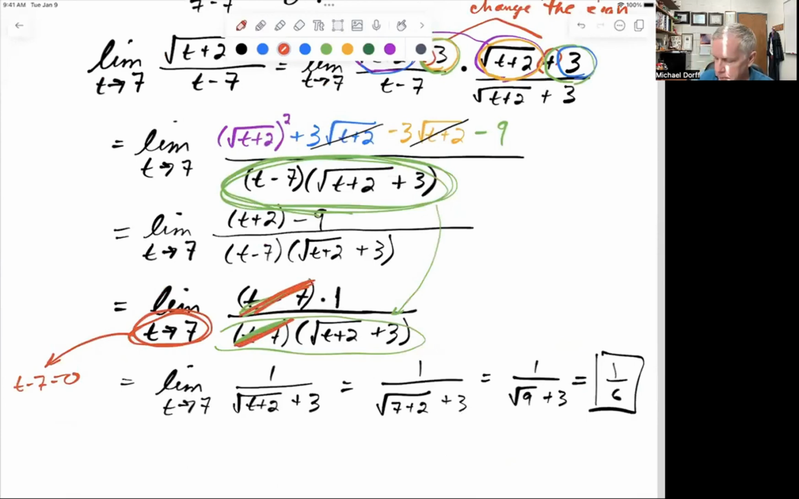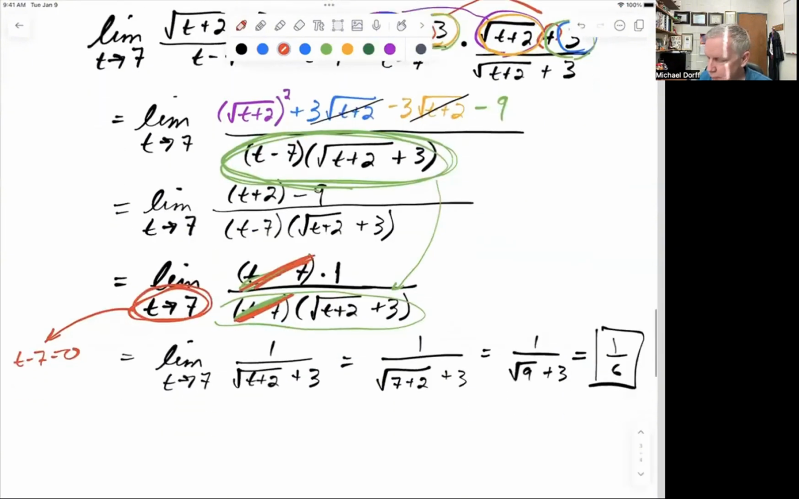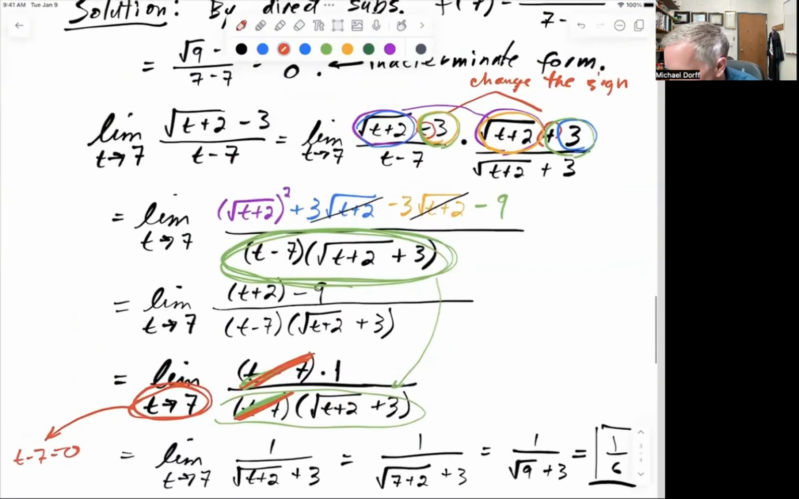Whatever your limit, your x is going to, or your t is going to, you write that as t minus that number. That's what you should get to cancel out in the top and the bottom when you work on simplifying these types of problems here.